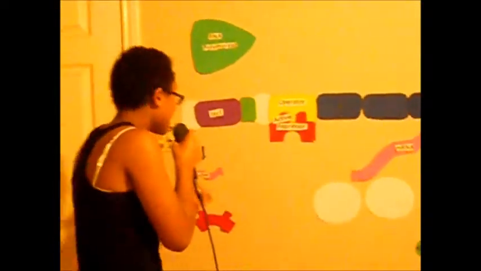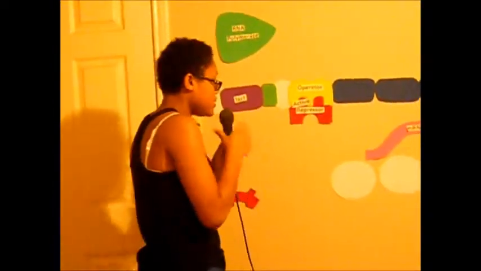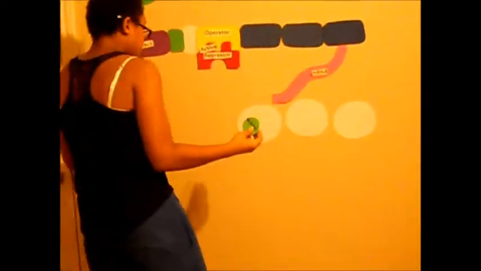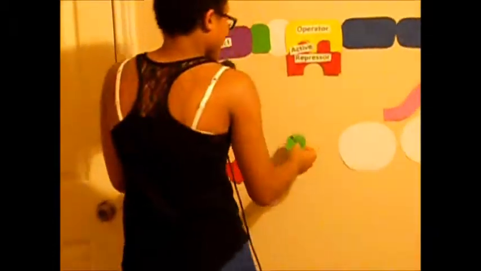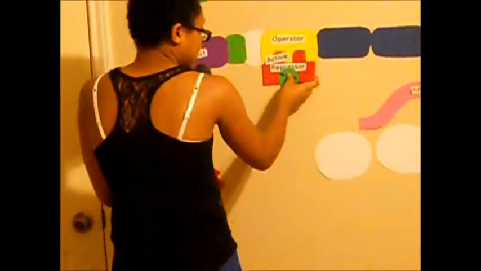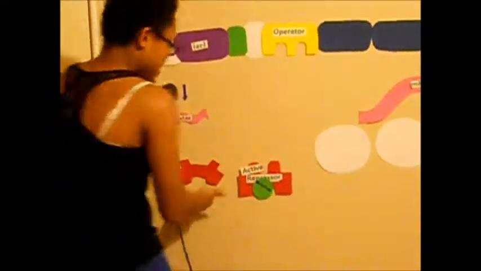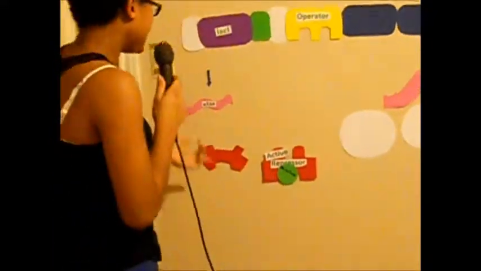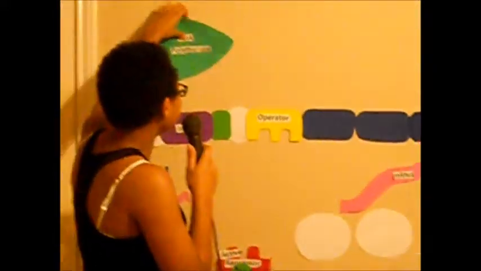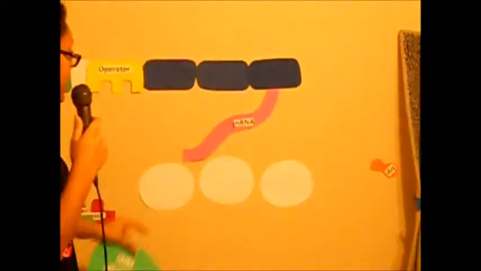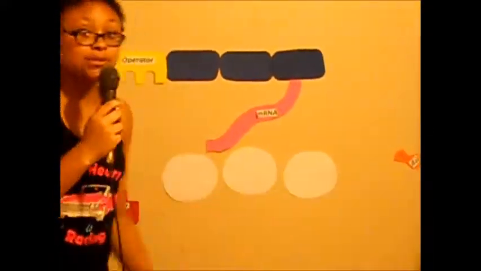But when lactose is present, an isomer of lactose called allolactose forms, and this is the inducer. So the inducer will attach to what was the active repressor, and it makes it inactive. So when it's inactive, now the genes can be transcribed by RNA polymerase to form the mRNA that codes for lactose.